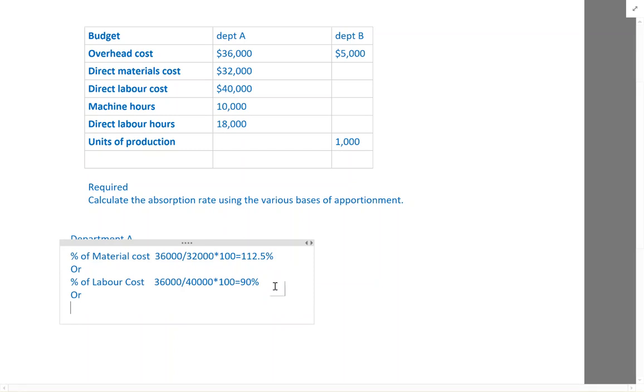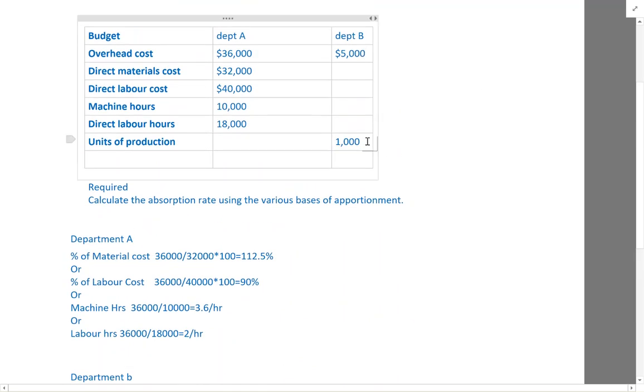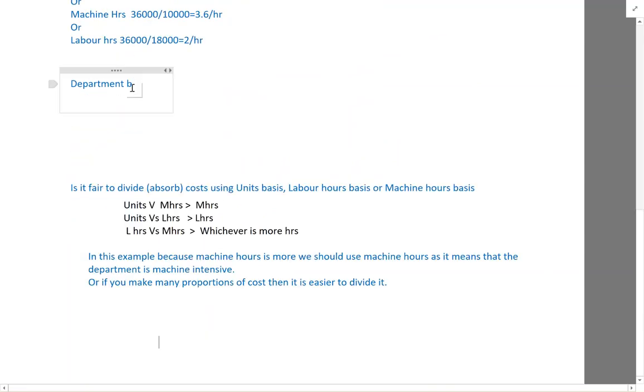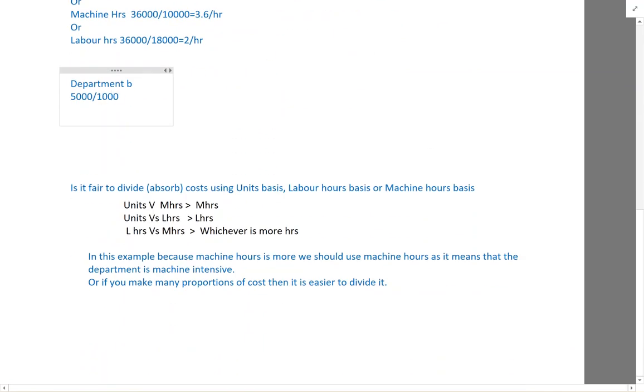We have machine hours. We have 36,000 cost divided by 10,000, which gives 3.60 per hour. Or we could use labor hours, divided by 18,000, 2 per hour. So in department A, these are all ways we could use. In department B, we have only overheads and units. We don't have any other measure given, so obviously we will only use what is given. In a question as well, whatever is given, find the rate using that measure. So we have 5 per unit.